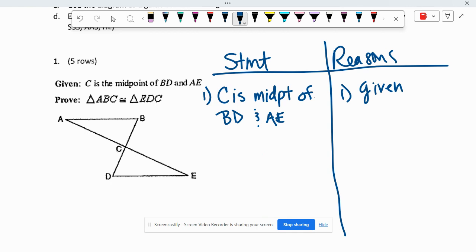Well, what does a midpoint do? We did just talk about it. The midpoint is the middle of the thing. So if C is the midpoint of BD, what does that make? C is the midpoint of this segment right here. What does that make?